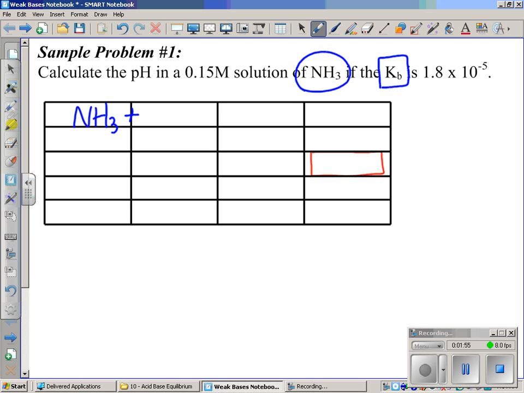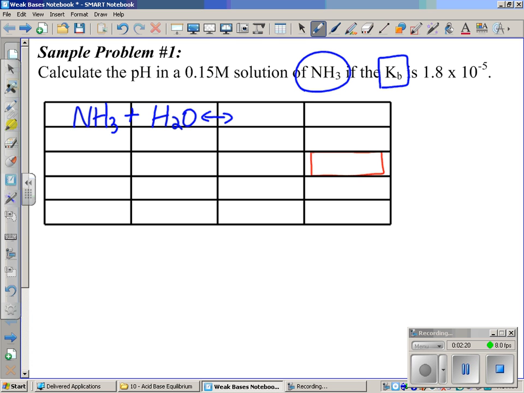Now, when you're writing base equations, you do have to include the water. Remember we talked about with acids, you could show the water on the reactant side if you wanted to, but you didn't have to. With bases, we have to. So we're going to put H2O as our other reactant. Now, what's happening here, just sort of on the side, you don't have to do this on your paper, but you can in your notes if you want, for this first time.